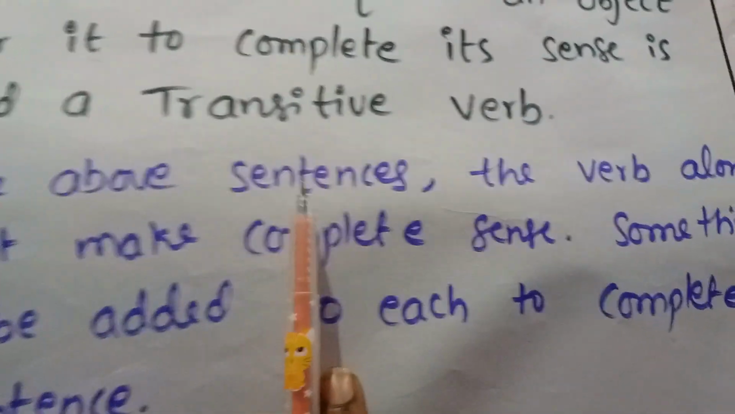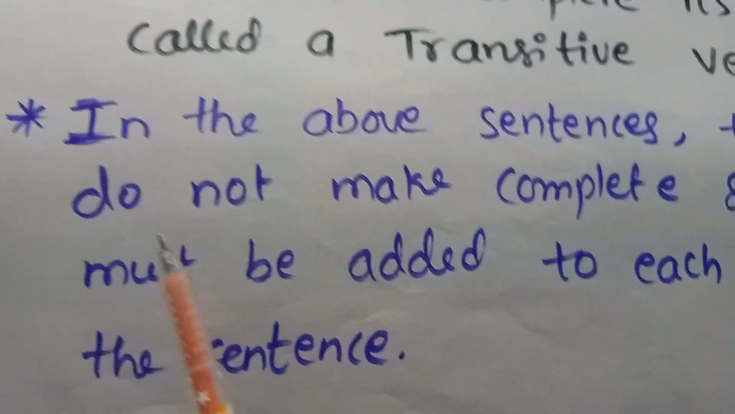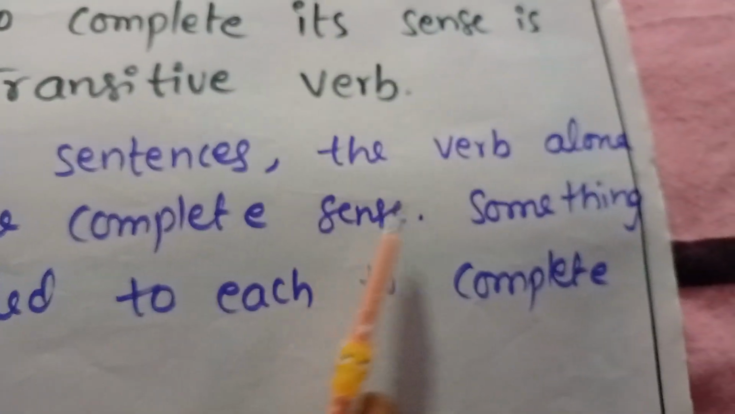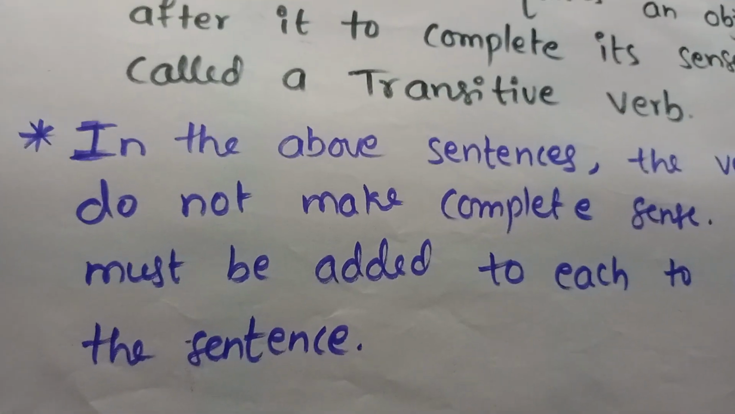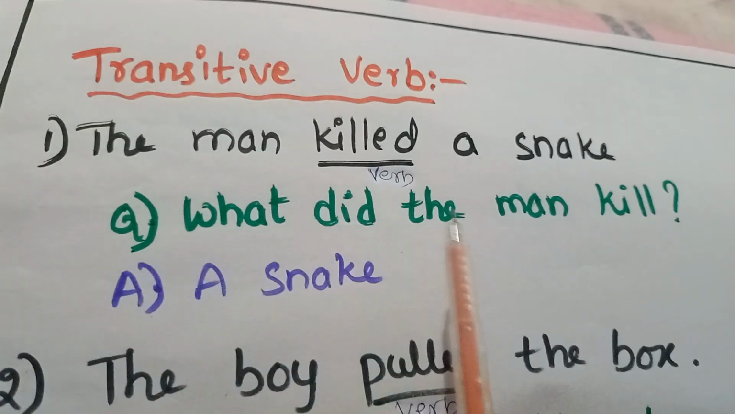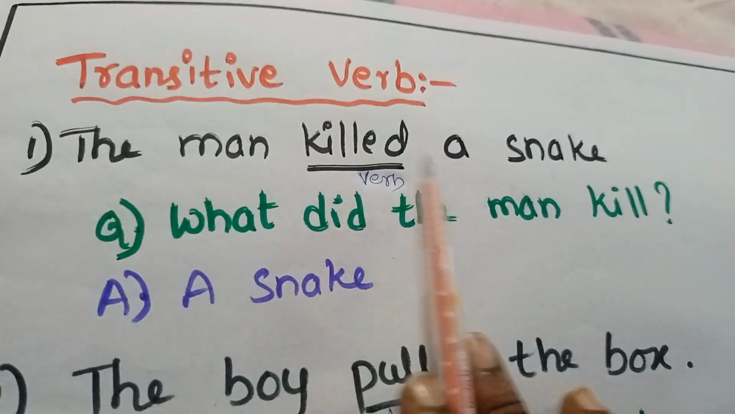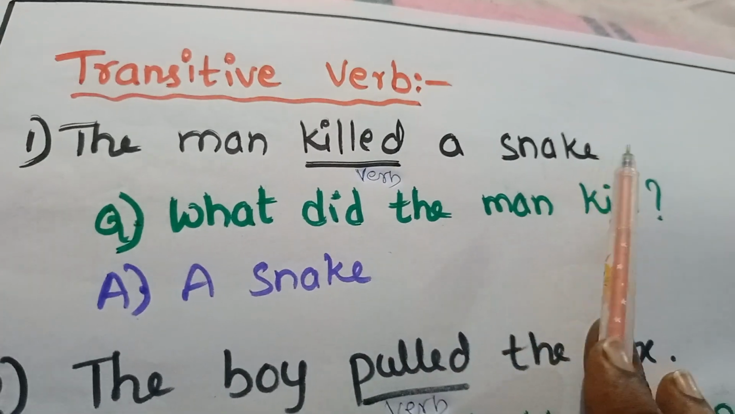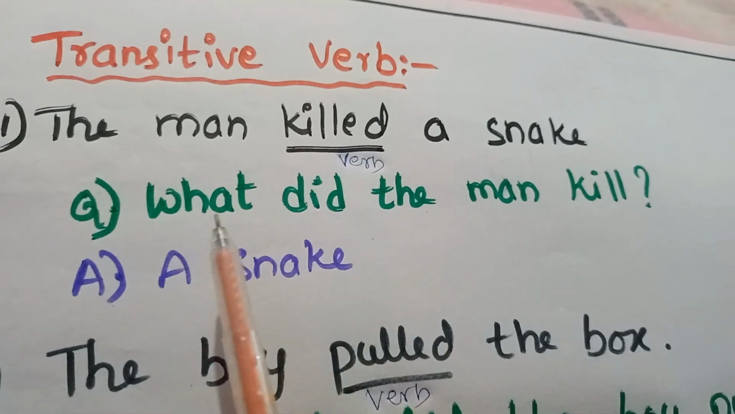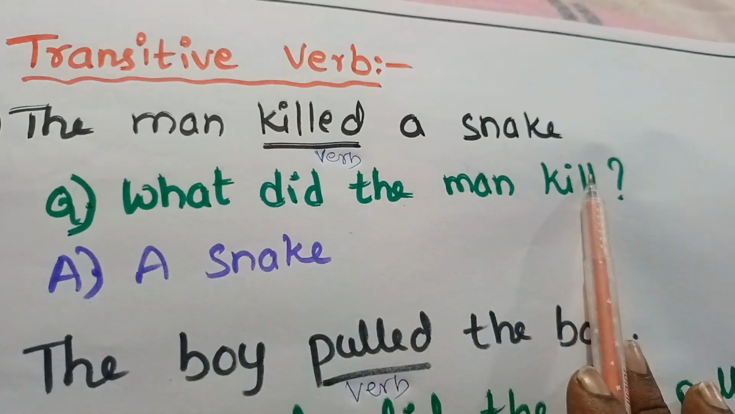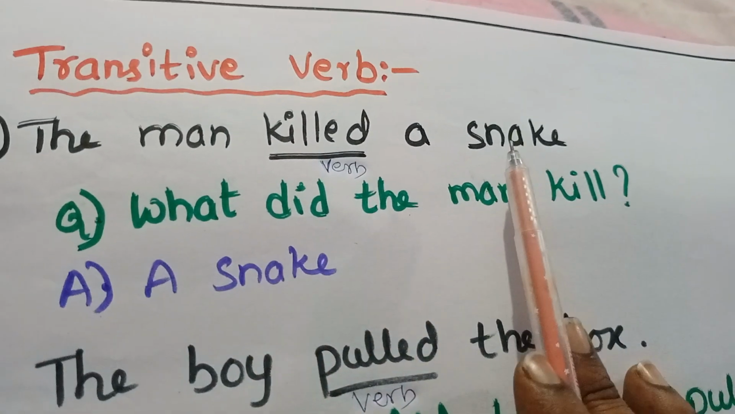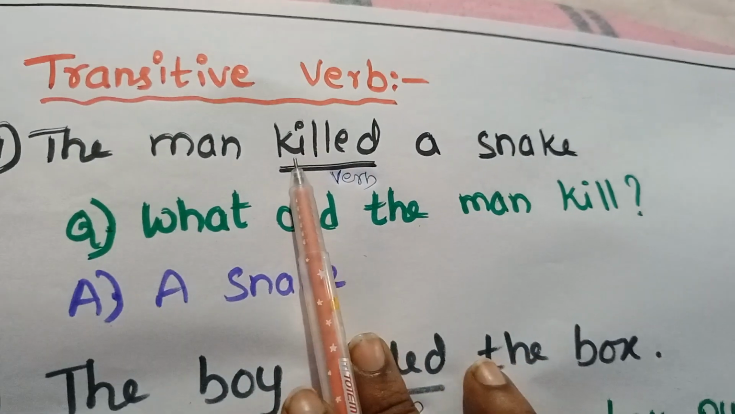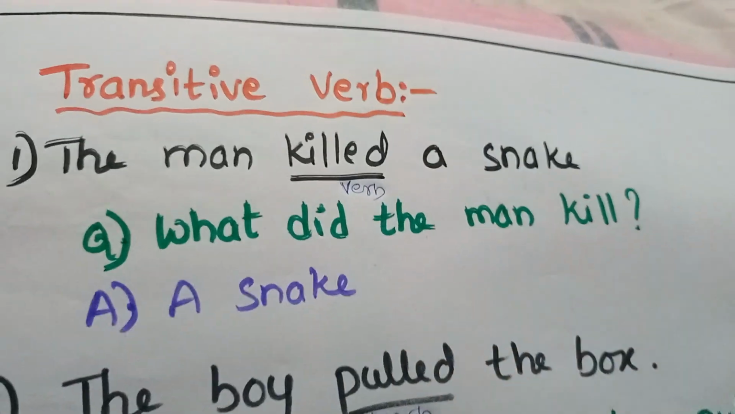In the above sentences, the verb alone does not make complete sense. Something must be added to each to complete the sentence. Once again see the examples. The man killed a snake. Here if we ask a question like this, what did the man kill? The answer is a snake. So here the object snake is needed to complete this sentence.